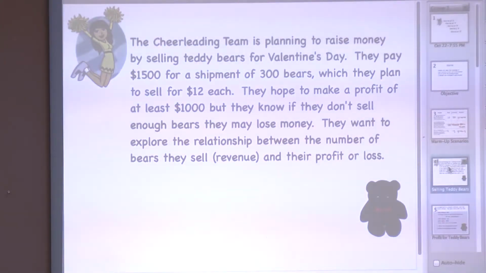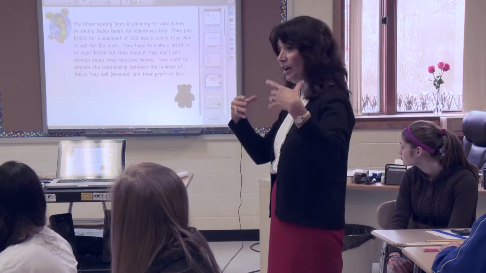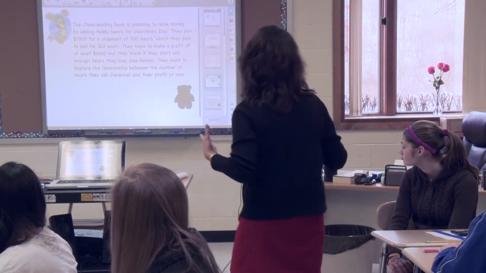which they plan to sell for $12 each. They hope to make a profit of at least $1,000, but they know if they don't sell enough bears, they may lose money. They want to explore the relationship between the number of bears they sell and their profit or loss. Okay, so there's some new vocabulary here. So I'm going to go over the vocabulary, and then I'm going to tell you what you're going to do to try to help these cheerleaders out.